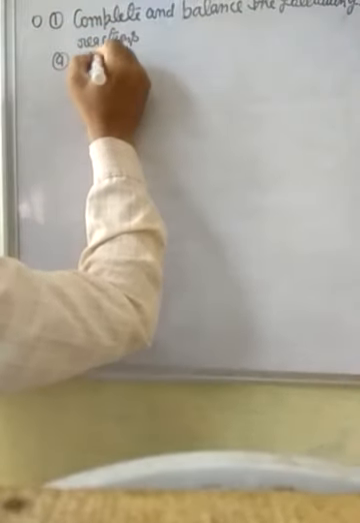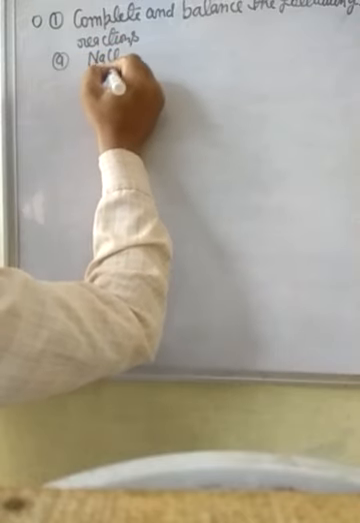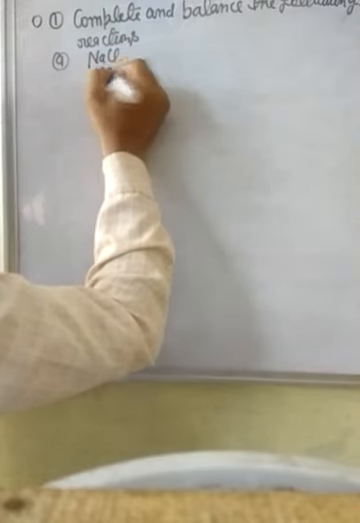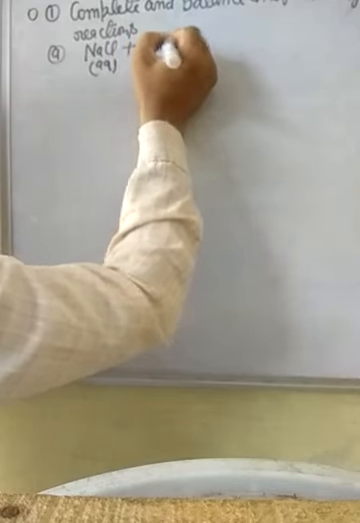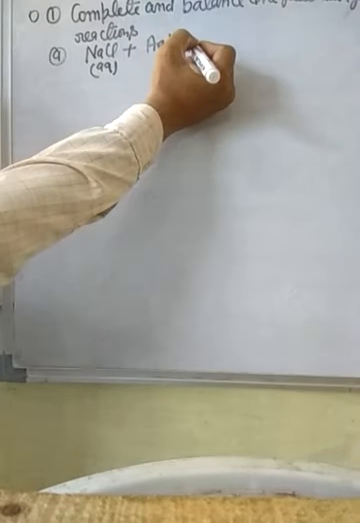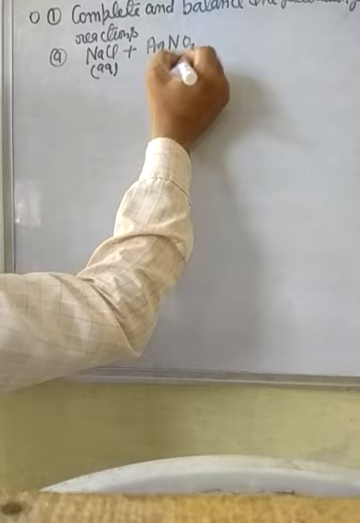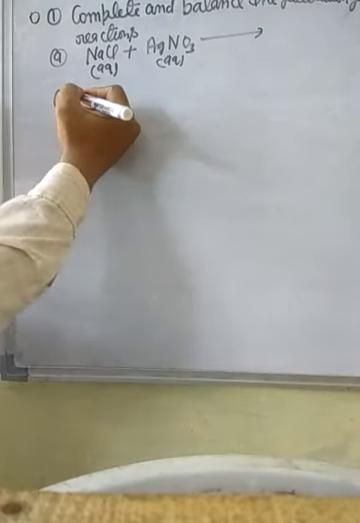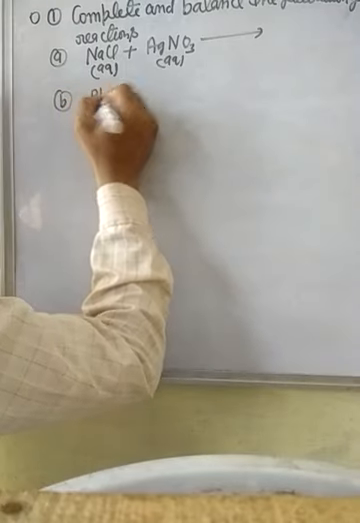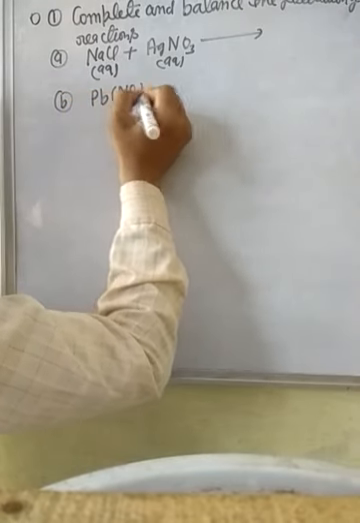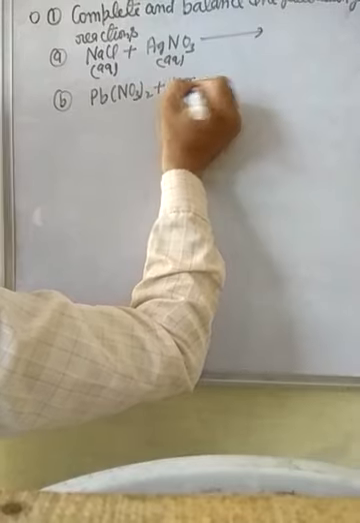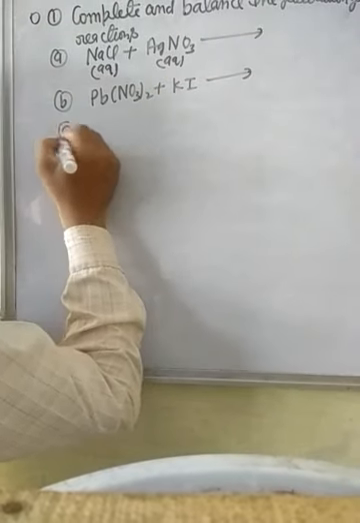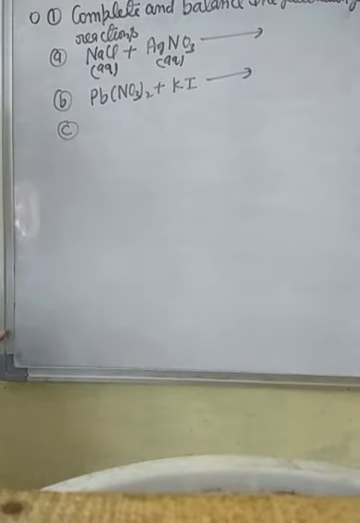So first part of this question is sodium chloride aqueous, aqueous means solution which contains water, plus silver nitrate aqueous. Then what is filled here? First part you have to think and tell me. And second, when lead nitrate is heated with potassium iodide, then what do we get? You have to think and tell me. I am giving you 2 minutes time, students.